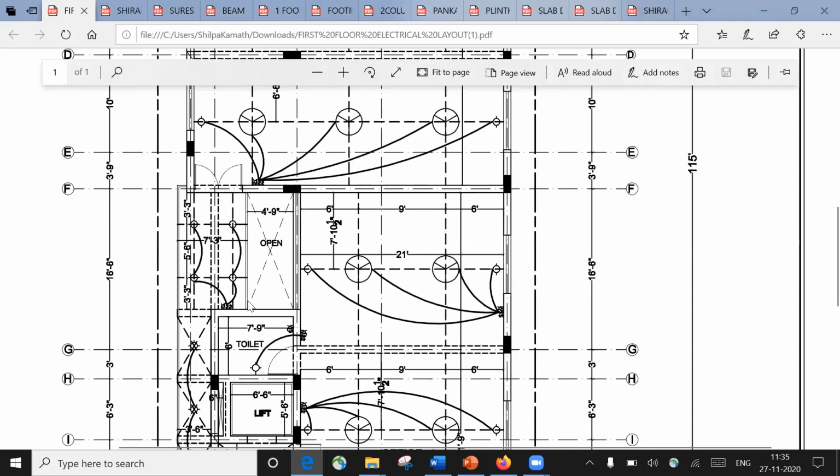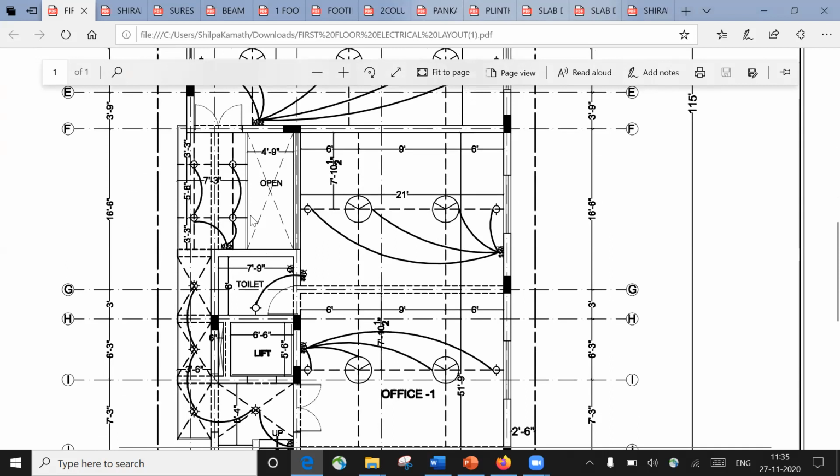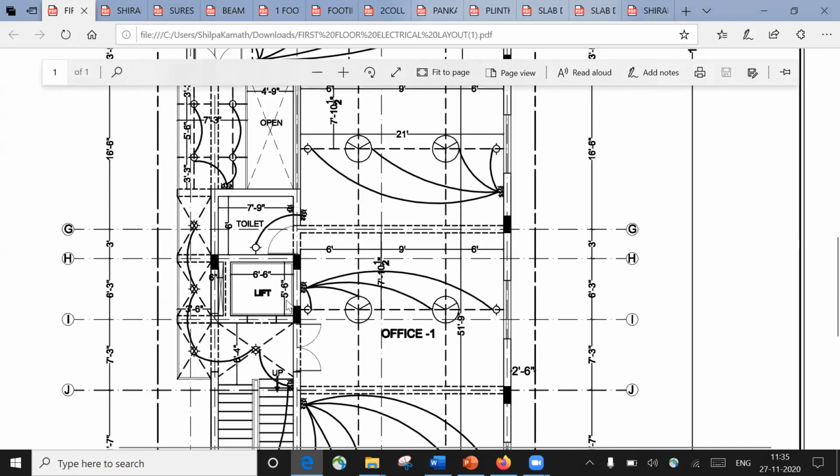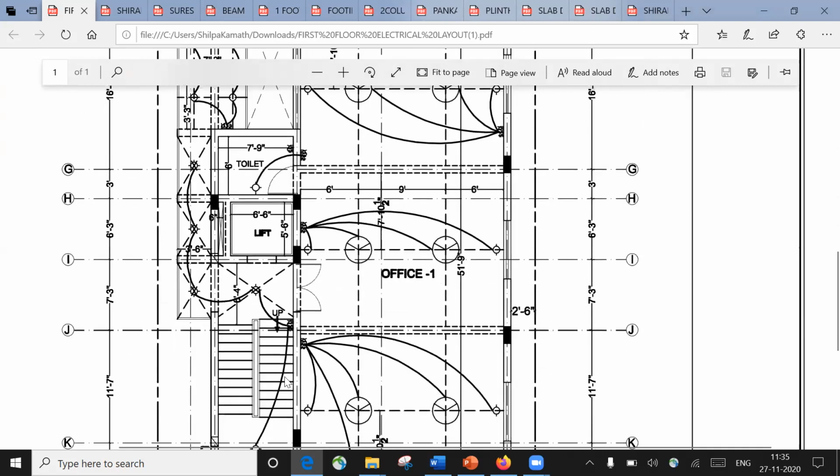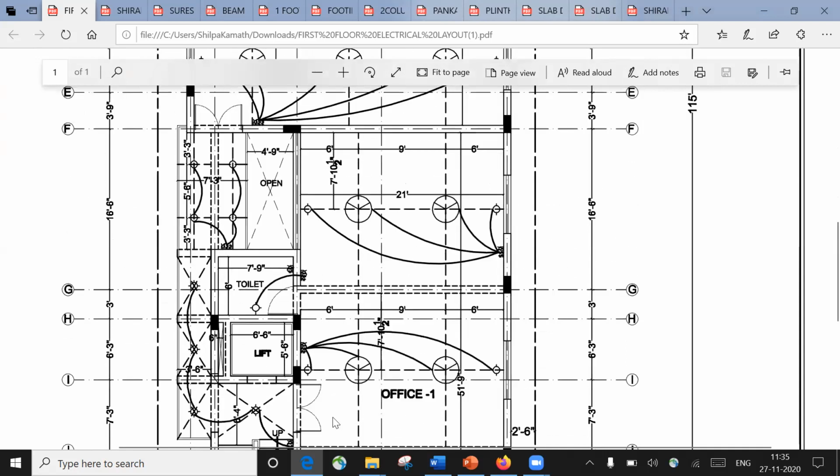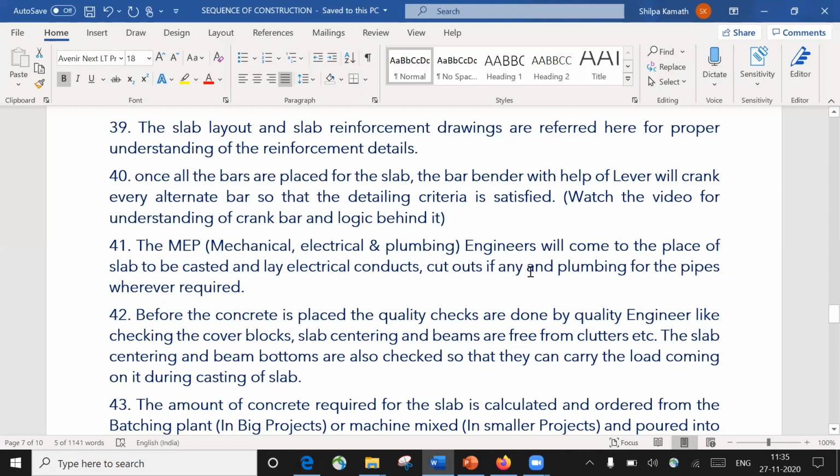Okay, so these are the cutouts, you can see them open here, right? These are called cutouts. To give a cutout, you will not do the casting here, this will be left open. And this is a lift portion, and this is the staircase portion. So this is how we are going to do it. Those people will come, and if any work is in their scope, they are going to do that.